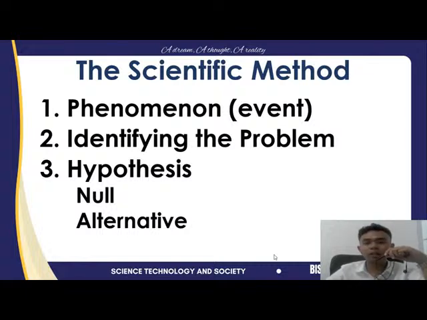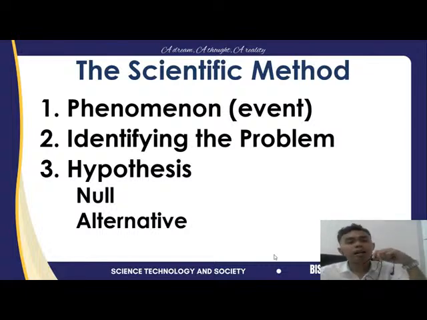For example, you have the variables library visits and academic performance. In the null hypothesis, you would state it this way: there is no significant relationship between library visits and academic performance. Meaning to say, you assume that these two variables have no connection. And that is the null hypothesis.